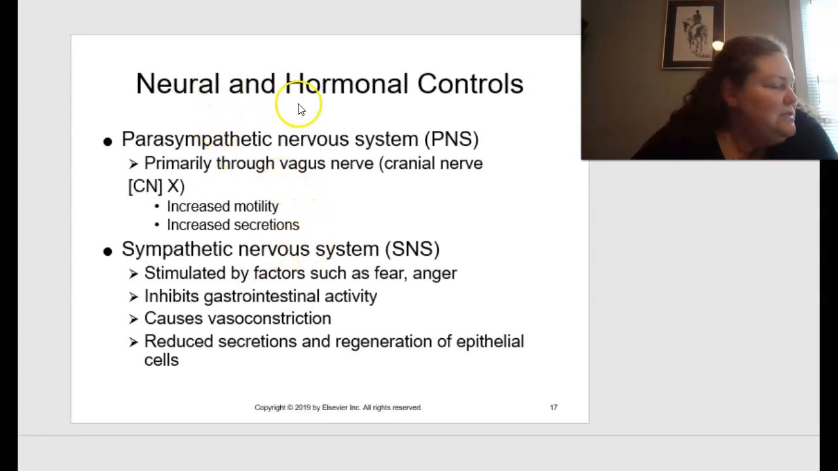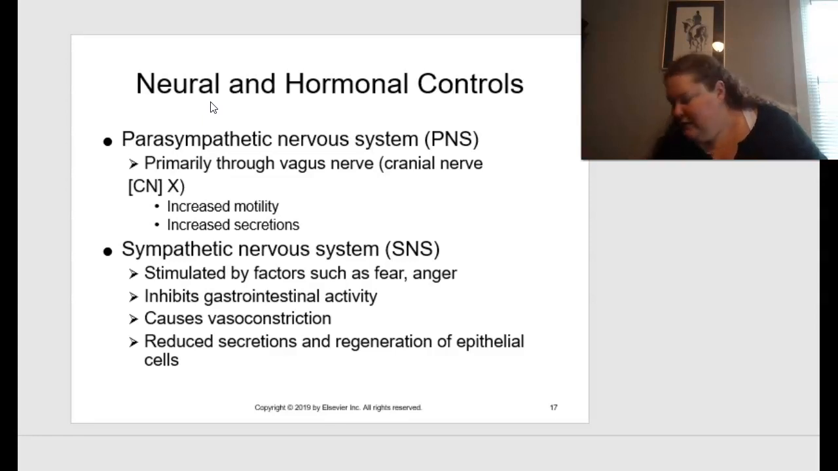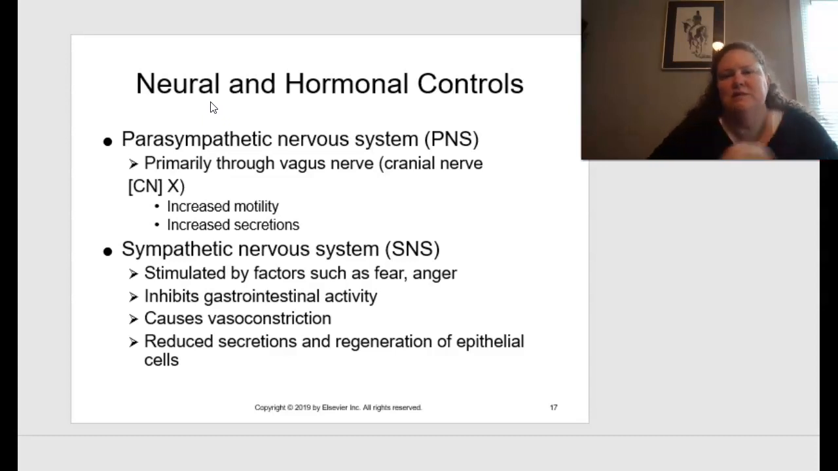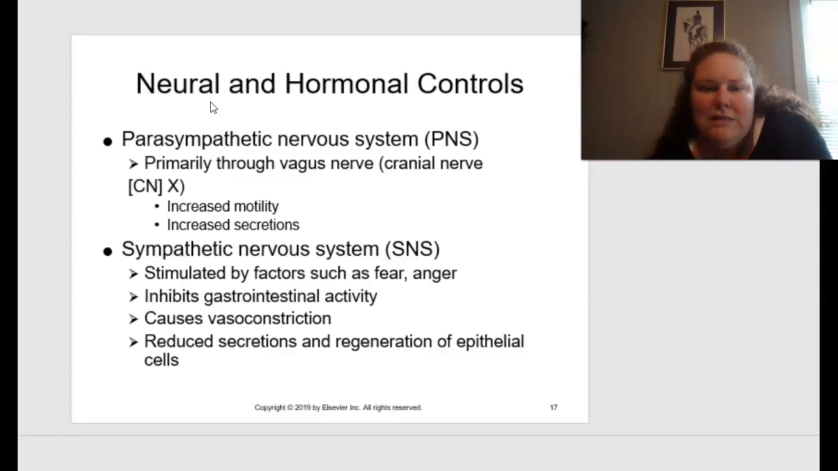Okay, so moving on to neural and hormonal controls. These are on page 433, and we have the parasympathetic nervous system and the sympathetic nervous system. So this will be abbreviated as PNS, which is the parasympathetic, and then the other one is SNS, which is the sympathetic nervous system. With the parasympathetic nervous system, this is primarily controlled through the vagus nerve, which is cranial nerve 10. And this is going to increase the motility as well as increase secretions in the stomach, right?